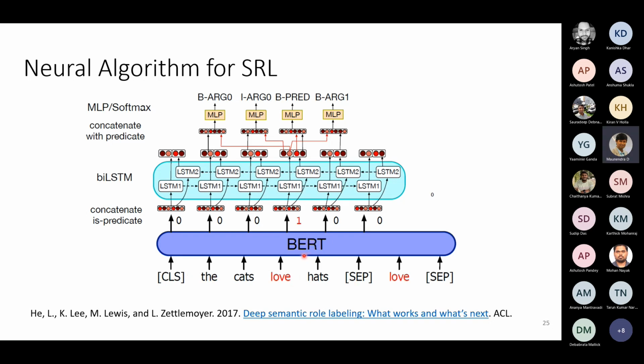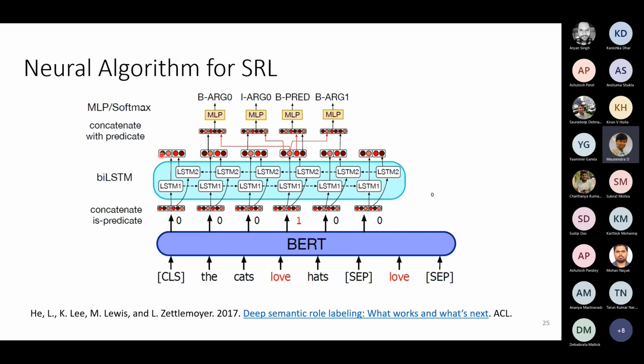So this is BERT. BERT will give the representation of each of the words. They have used the representation of the CLS and separator tokens also. With this BERT output, they also add whether it's a predicate or not: 0, 0, 0, and love is the predicate, so there is a 1 there. And from this BERT output, they have used a BiLSTM. After BERT, a BiLSTM is not very common. Again, this example is there in the book; I just took it.